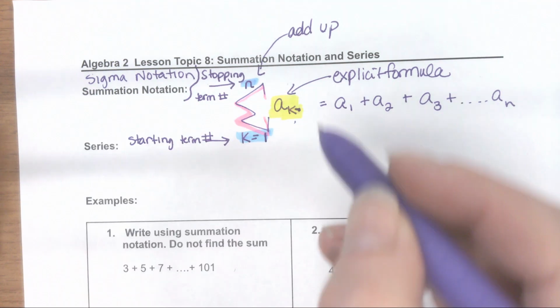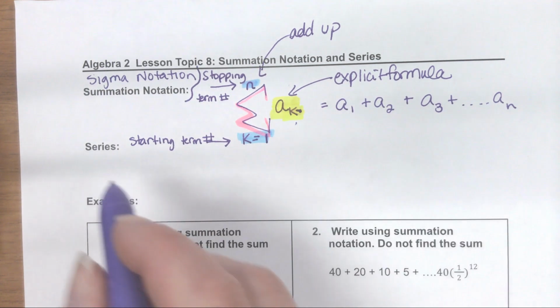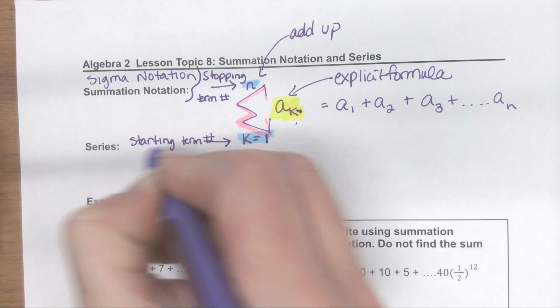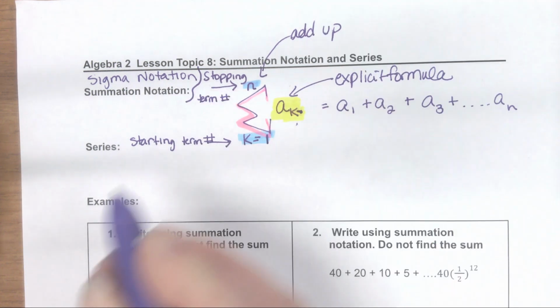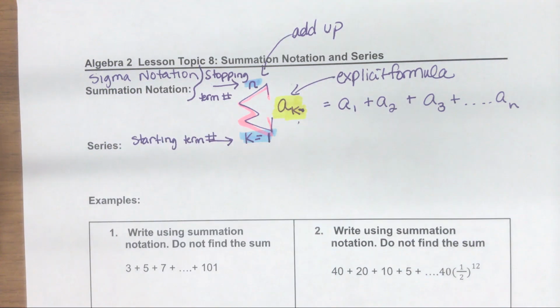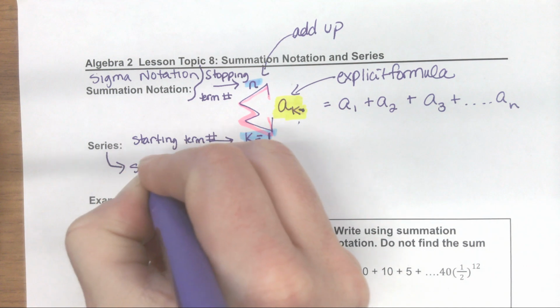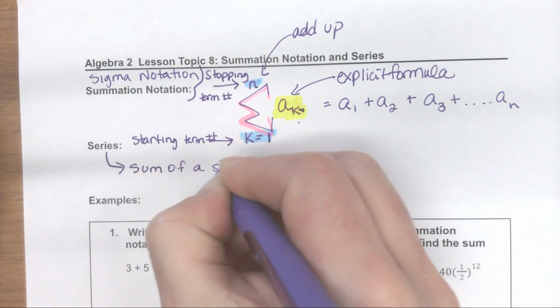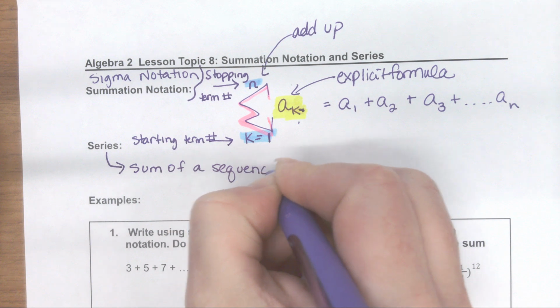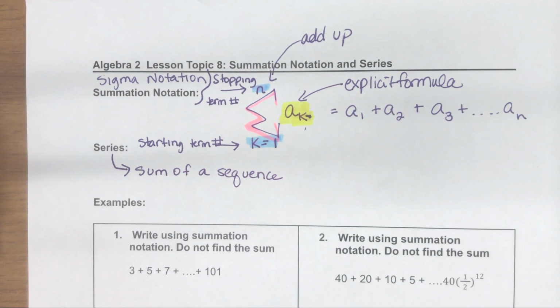I should have left more space for this. This whole process is called a series. A series is simply the sum of a sequence. So when I start using the word series today, all I'm asking you is to add up the terms of a sequence. That's all that means.